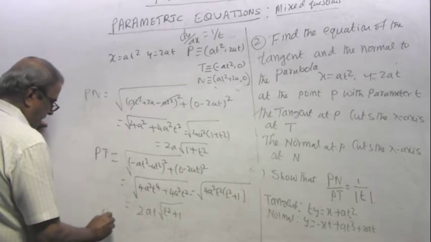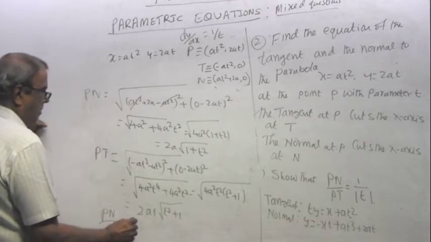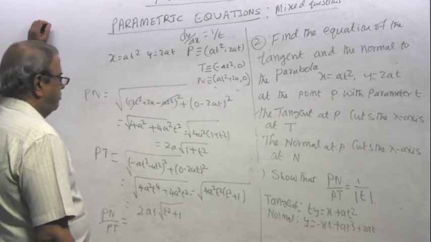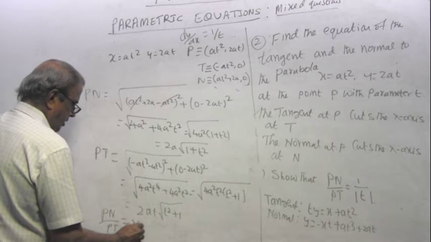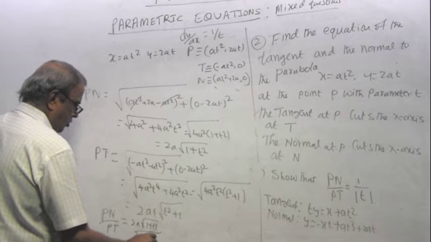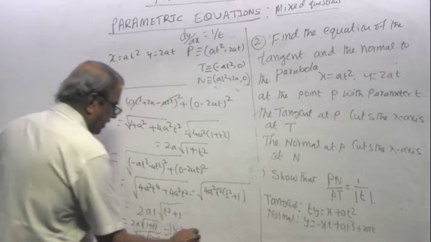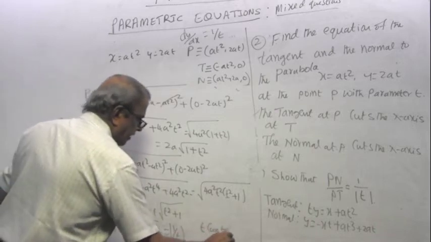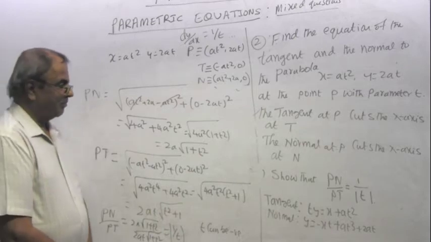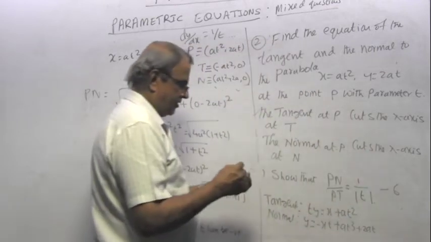So what is PN divided by PT? It is 2a root 1 plus t squared over 2at root 1 plus t squared, which gives you 1 over t. I put a modulus because t can be negative and distance cannot be negative. That bit I think carried 6 marks. The first bit carried 6 marks.